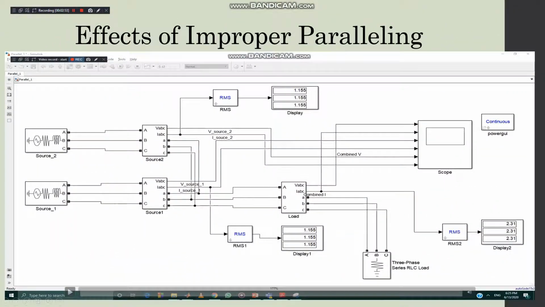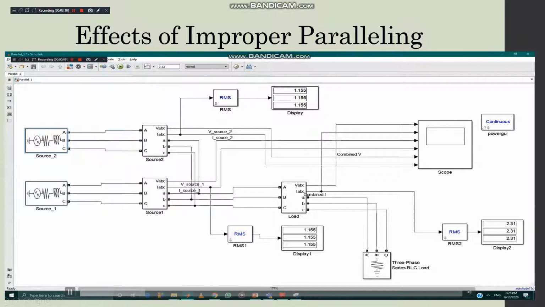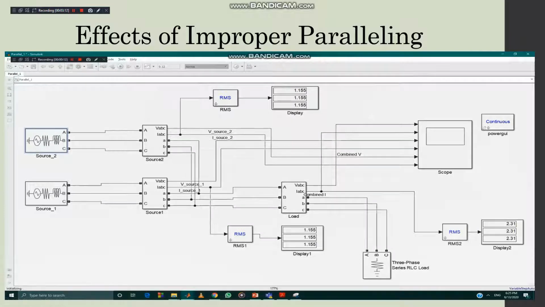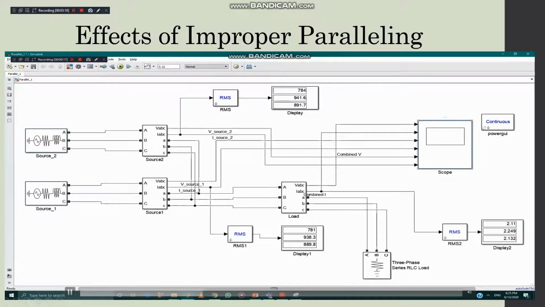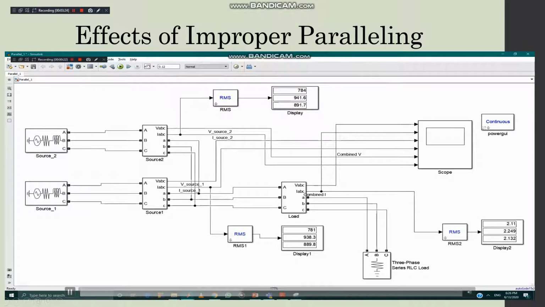Here is a simulation that I did for the effects of improper paralleling. We have two generators, source 1 and source 2, at 50 hertz initially, and then source 2 is changed to 6 hertz, which would be done here. We have equal amounts of current flowing through the load. Now, as we change the frequency, we will see a huge amount of current in the circuit. This is highlighted by the fact that if there is a change in frequency, then one generator becomes the sole source of the circuit and supplies the current to the rest of the circuit as well.